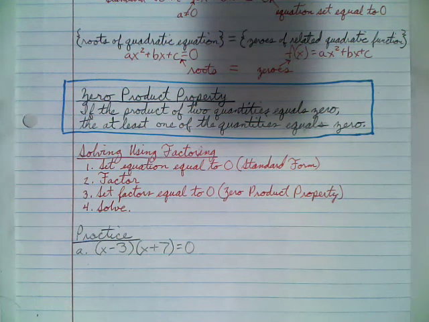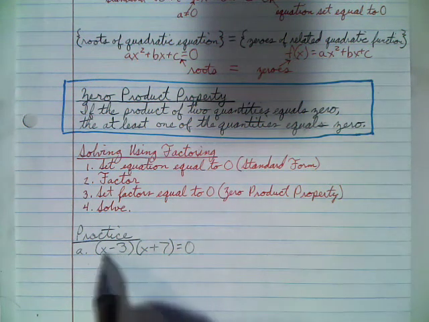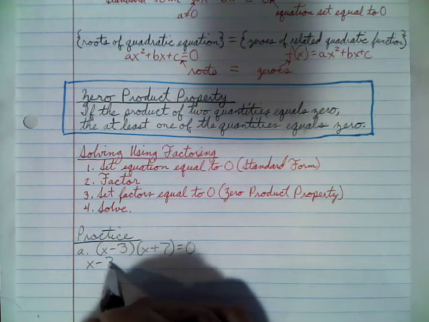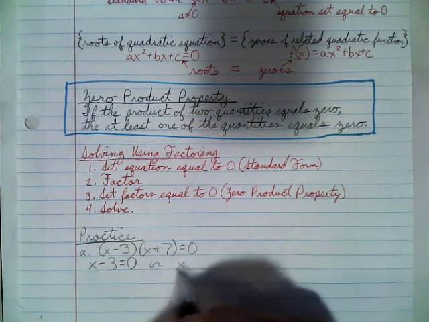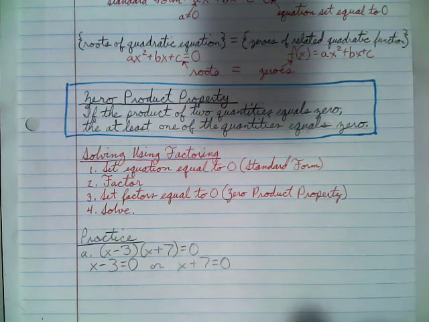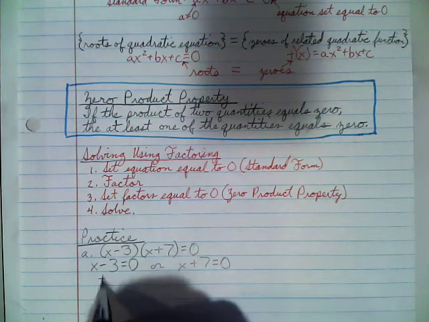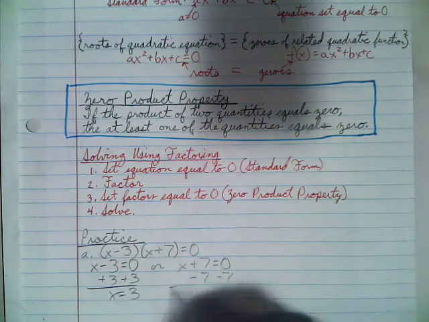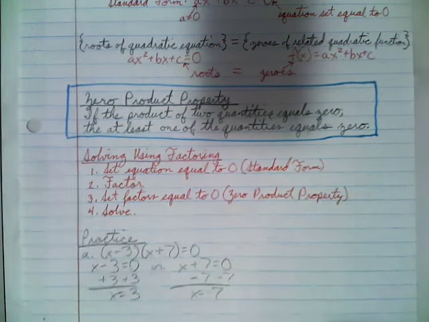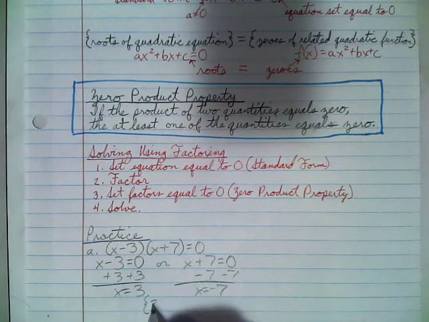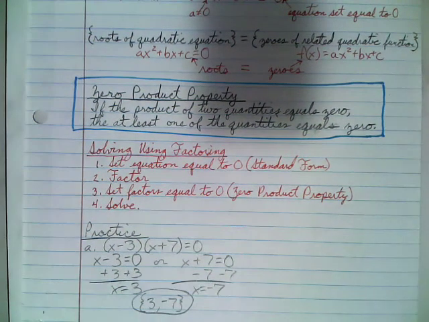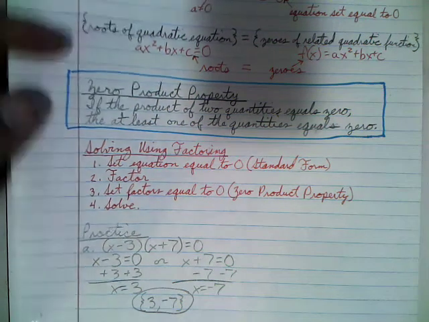So we're going to move on to step 3 then. We are going to set the factors equal to 0. So if x minus 3 times x plus 7 equals 0, then either x minus 3 equals 0 or x plus 7 equals 0. And solve. Add 3 to both sides, so x equals 3, or subtract 7 on both sides, x equals negative 7. And so my solution set here is 3 and negative 7. And there it is. Now I'm running out of room here a little bit. I'm going to go to the back now.